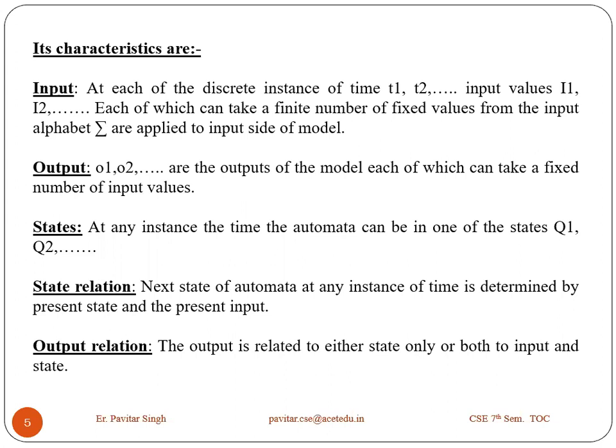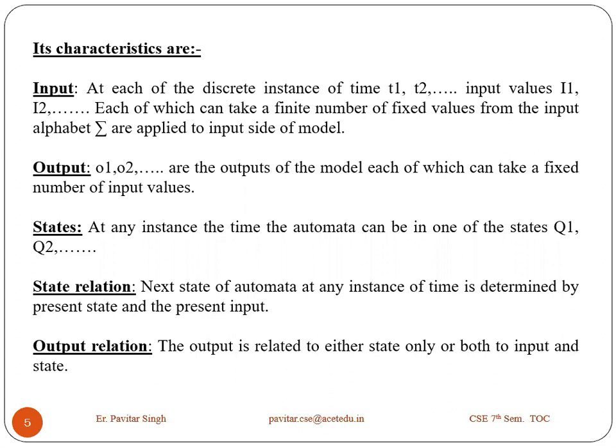Next we have output. Here O1, O2 are the outputs of the model, each of which can take a fixed number of values. So these are the outputs corresponding to the input. Next we have state. At any instance of time, the automata can be in one of these states, that is Q0, Q1, and so on up to Qn.